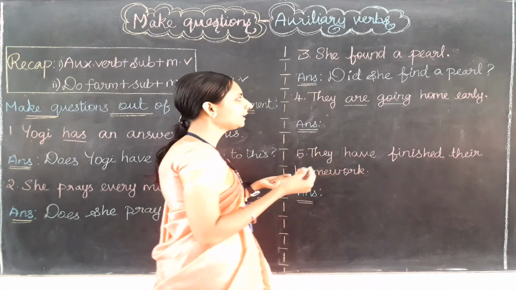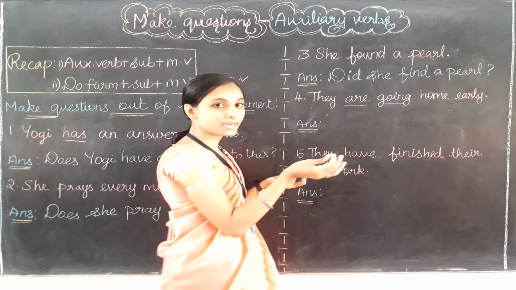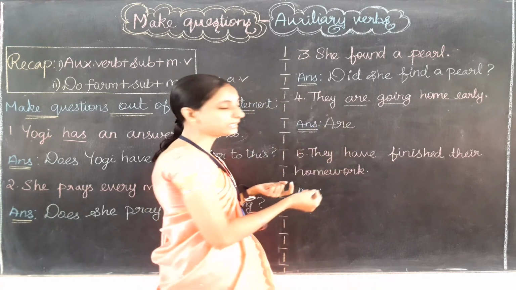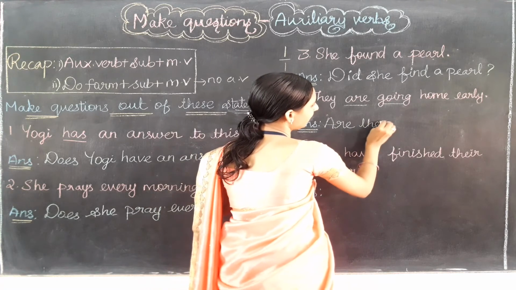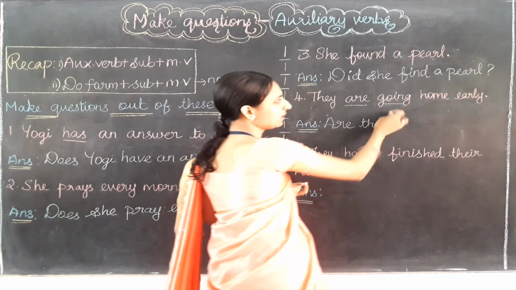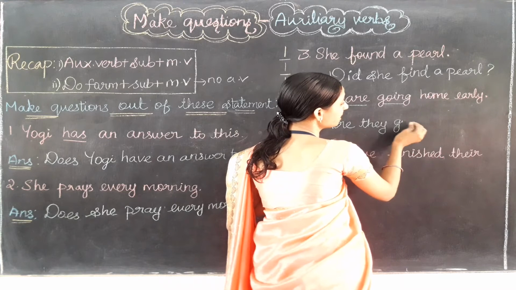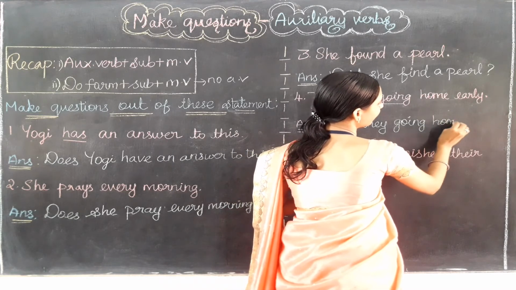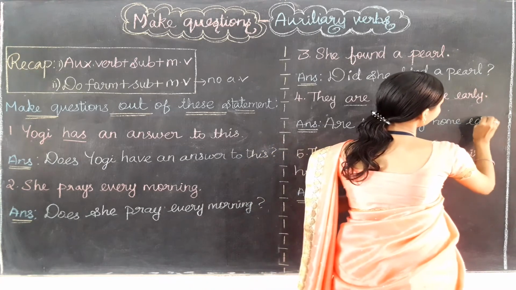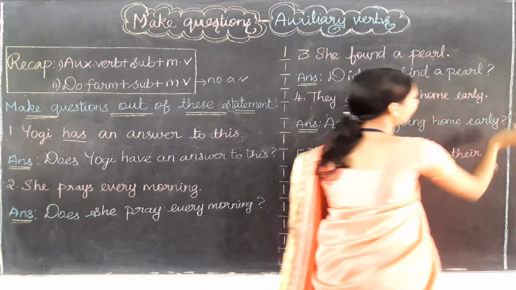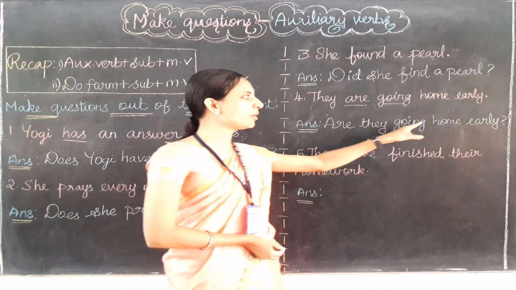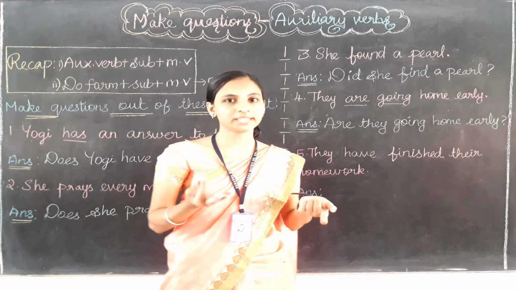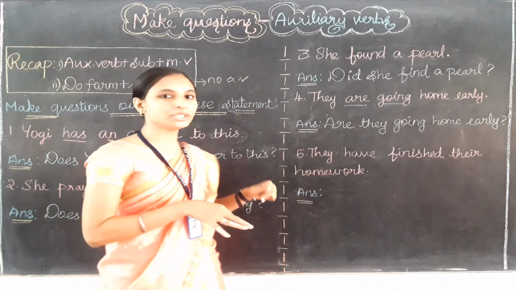So shall we write? Yes. The auxiliary verb here is are, A-R-E. What is the subject here? They. Are they. Then the main verb and all other words will come as it is. Are they going home early? It ends with a question mark. Okay, are they going home early is the correct question for this statement. அவங்க சீக்கிரமா வீட்டுக்கு போறாங்களா?